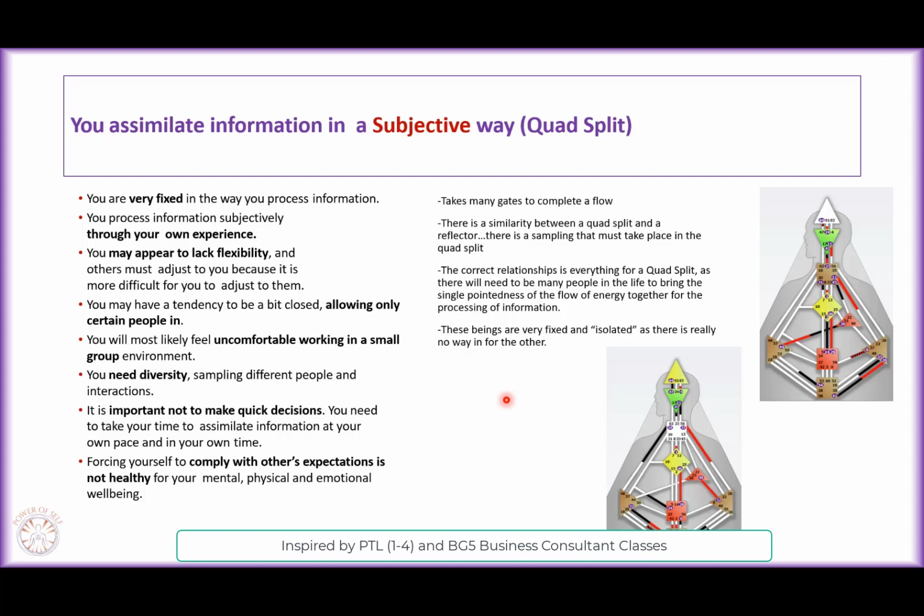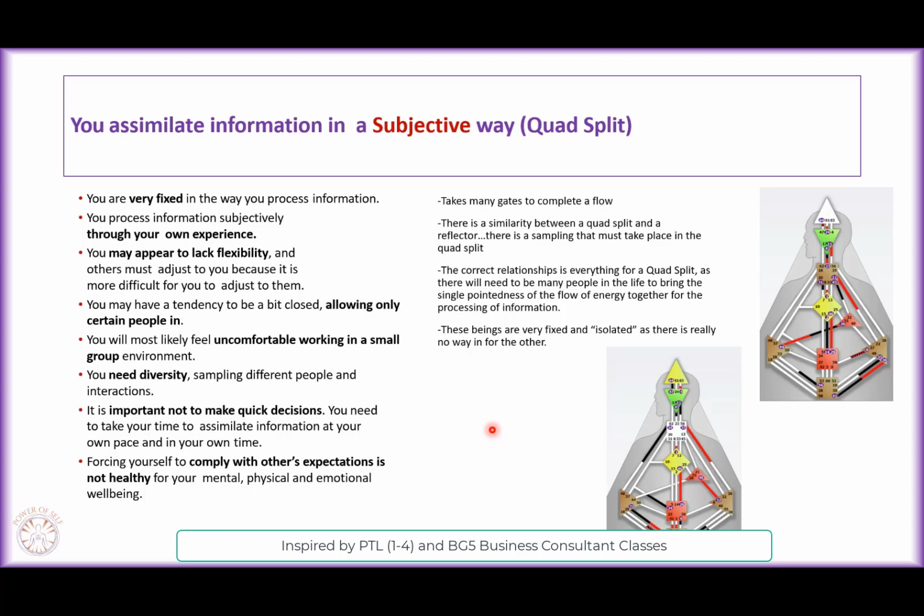You may appear to lack flexibility, and others must adjust to you because it is more difficult for you to adjust to them. You may have a tendency to be a bit closed, allowing only certain people in, and you will most likely feel uncomfortable working in small groups or small environments. You need diversity, sampling different people and interactions. And it is important to not make quick decisions. You need to take your time to assimilate the information at your own pace, and do not force yourself to comply with the expectations of anyone else, especially anyone else's timing.